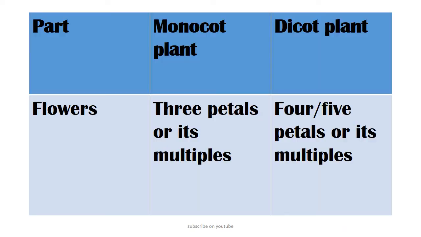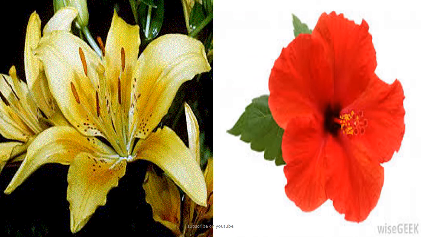Next part is flowers. In monocot plants, petals are 3 or its multiples, like 3, 6, 9. In dicot plants you can see only 4 or 5 petals or its multiples, like 8, 10. This is the example I have given to you.